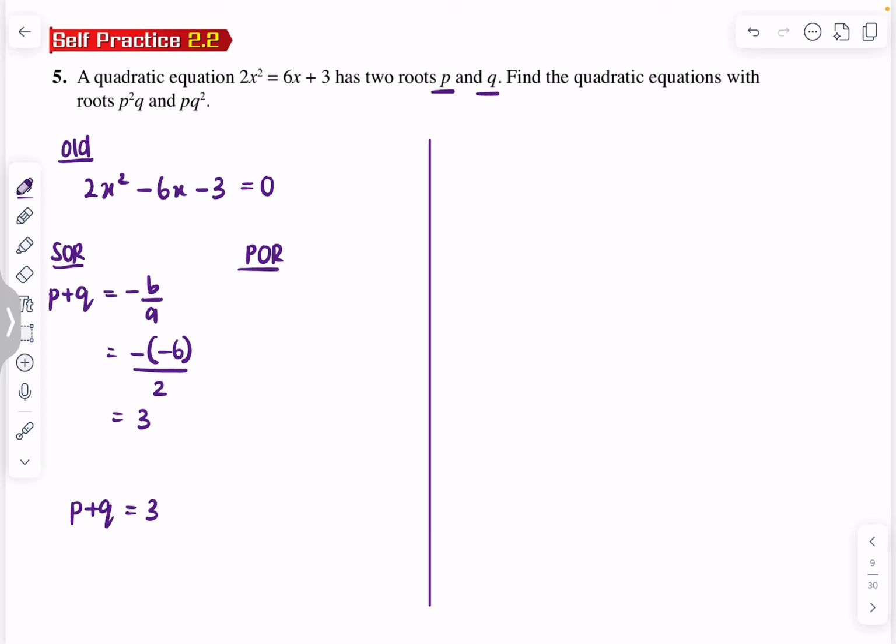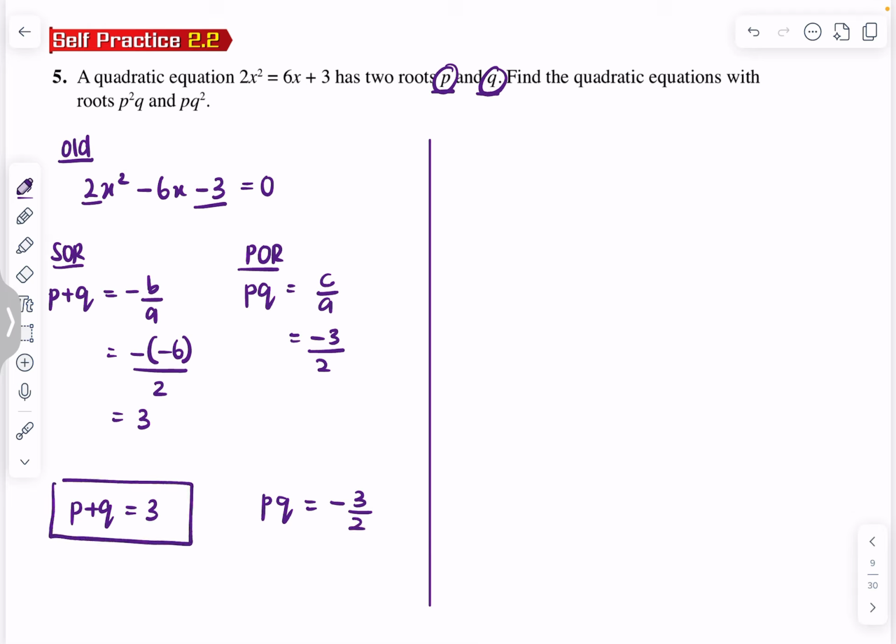And then our product of roots will be p multiplied by q, because these are our roots. And product of roots is c over a. So c is negative 3, a is 2. So we can say pq is negative 3 over 2. We'll be using this in our new equation. Right. So this is just the old part.